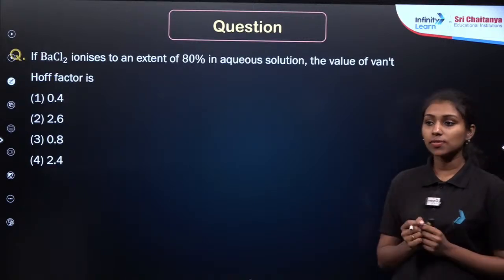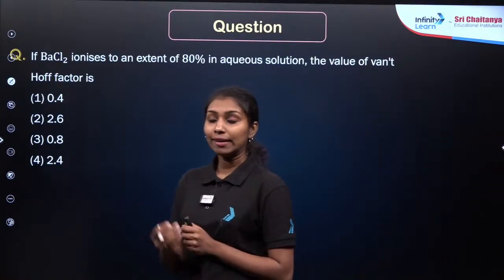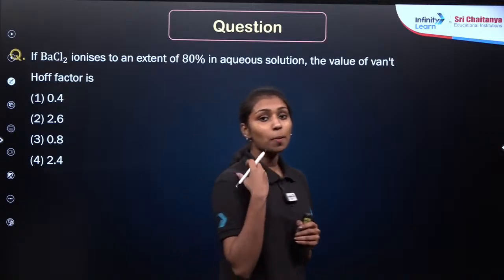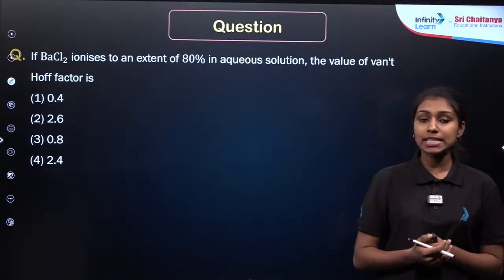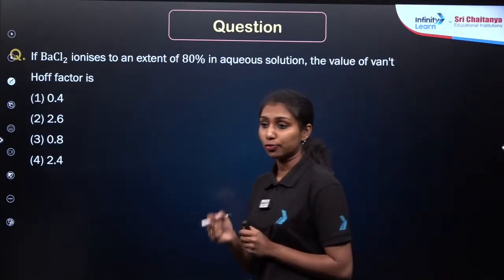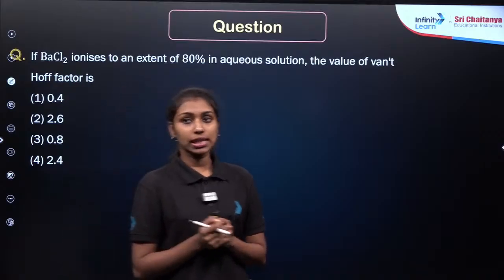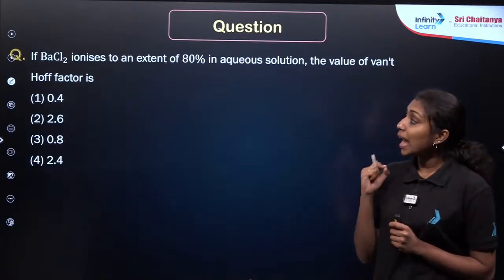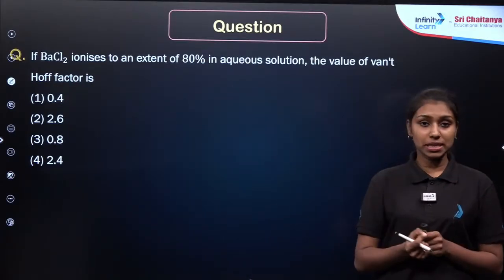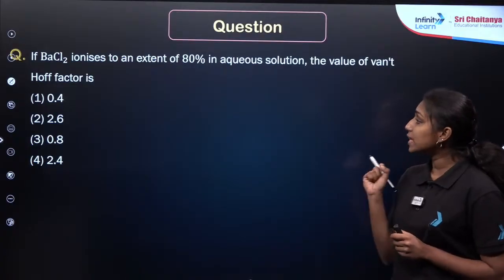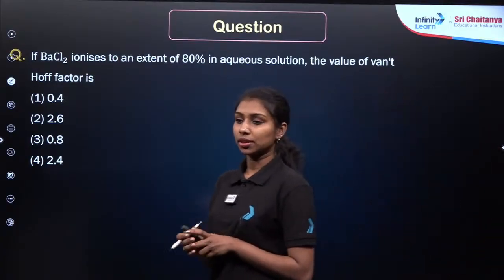Yes, here is the next question, which is based on the Van Hoff factor. When we are discussing about the abnormal molar mass or abnormal colligative properties, we have already seen the term Van Hoff factor. Here the question is, if BaCl2 ionizes to an extent of 80% in aqueous solution, what is the value of Van Hoff factor?